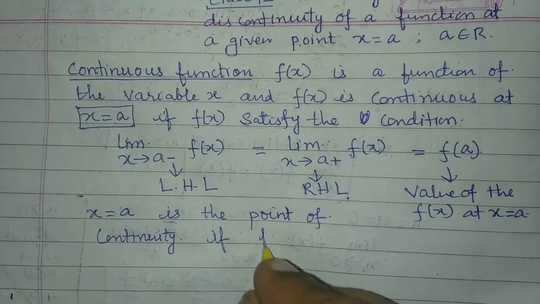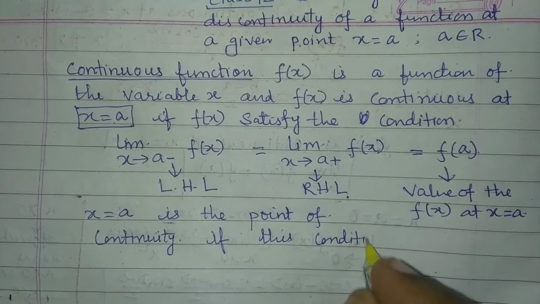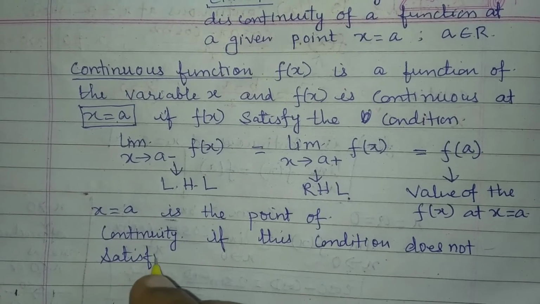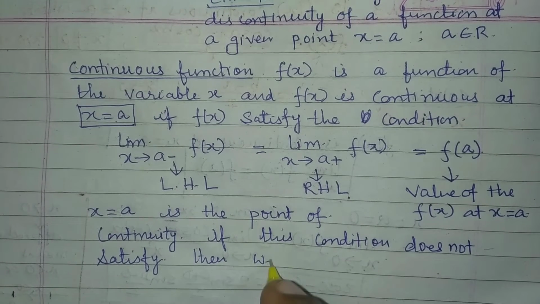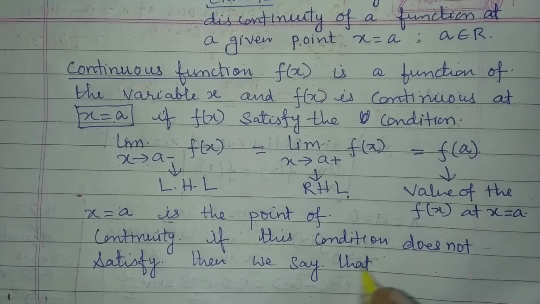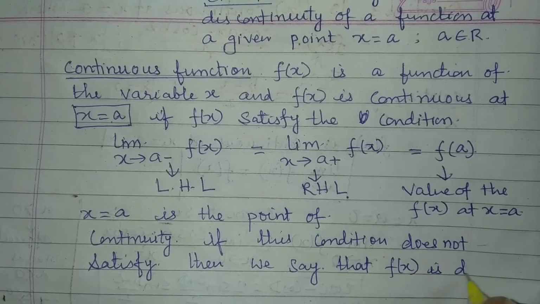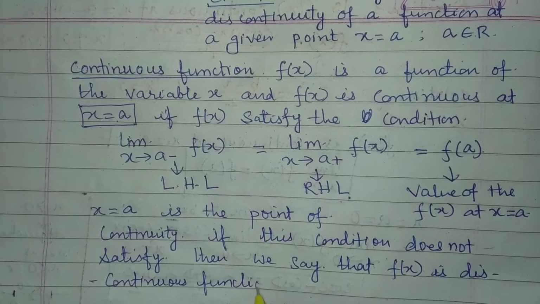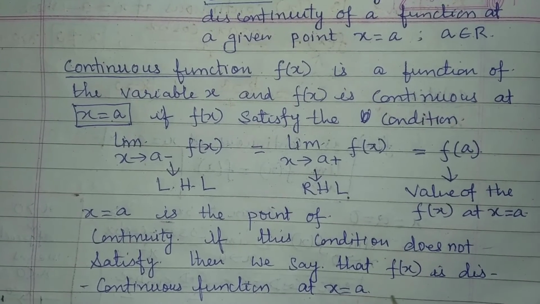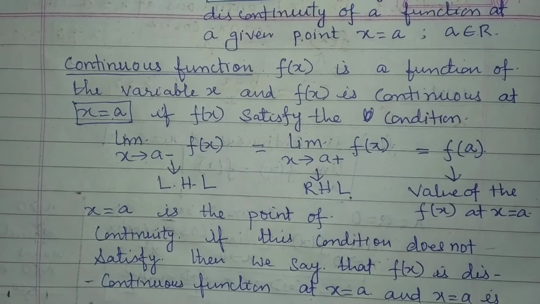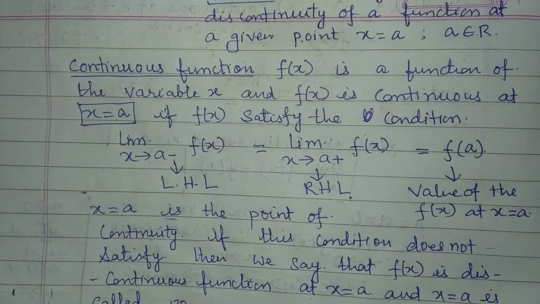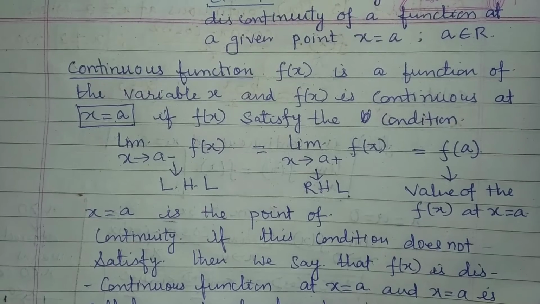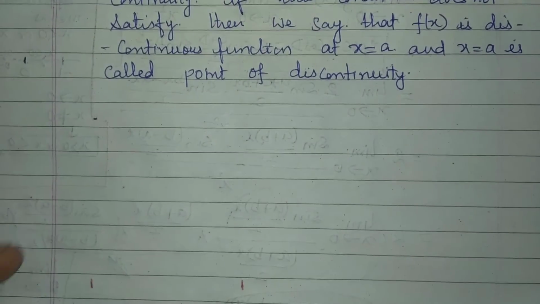If this condition does not satisfy or hold good, then we say that f(x) is a discontinuous function at x is equal to a, and x is equal to a is called the point of discontinuity. This is just the definition I am writing.